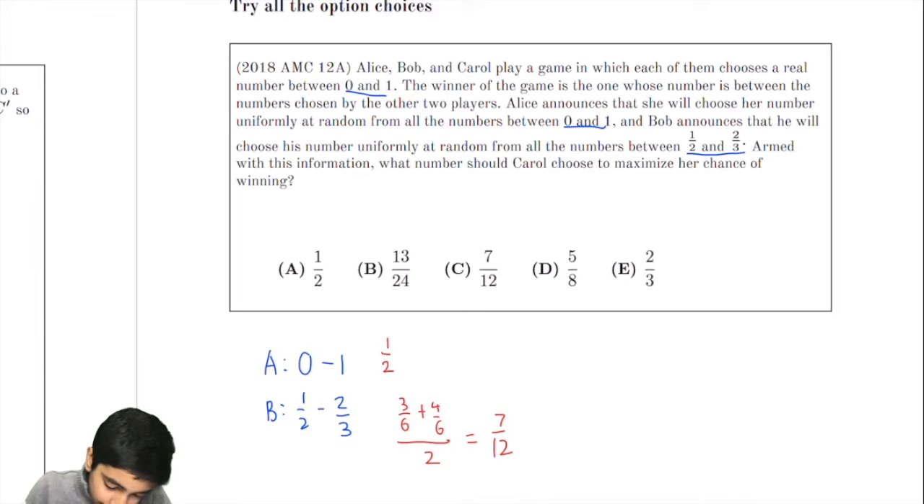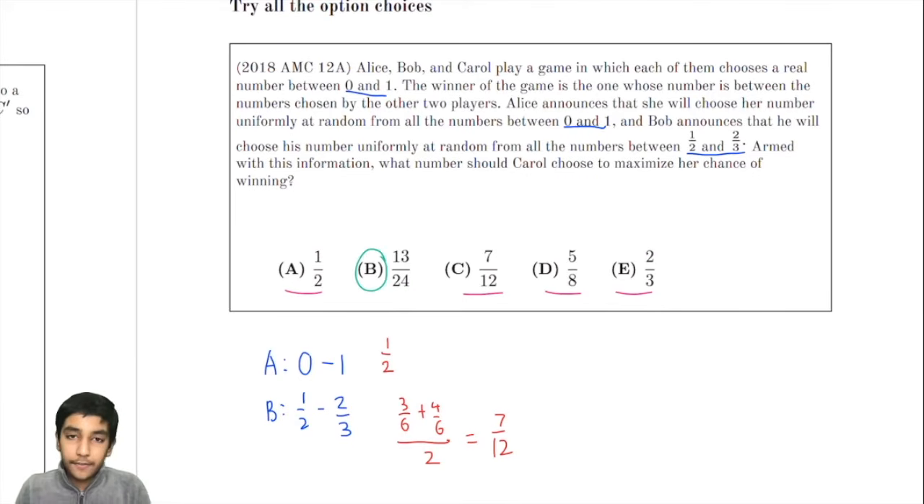So we can see that all of these option choices are not in between 1/2 and 7/12. So 13/24 is the only option choice that's in between 1/2 and 7/12. Therefore, picking this number is the only choice that will maximize the chances of winning because it's in between the expected value of Alice's number and Bob's number. So therefore, 13/24 is the answer to this problem.